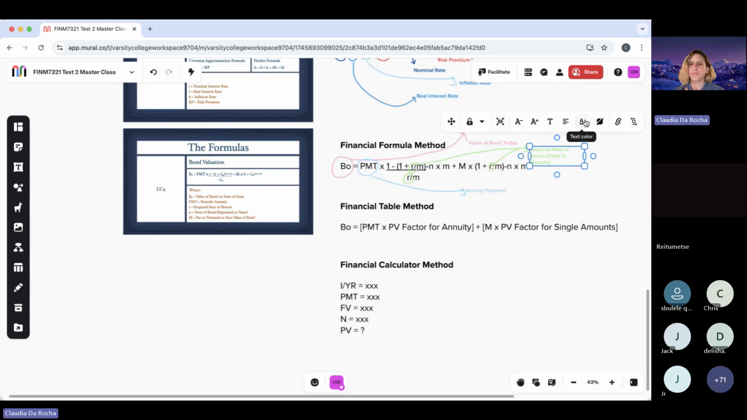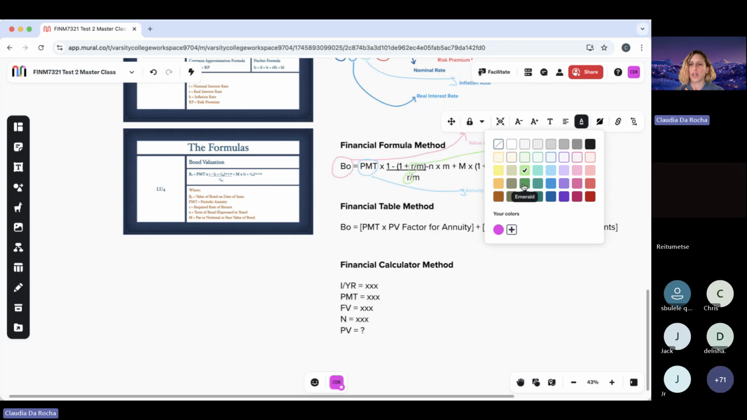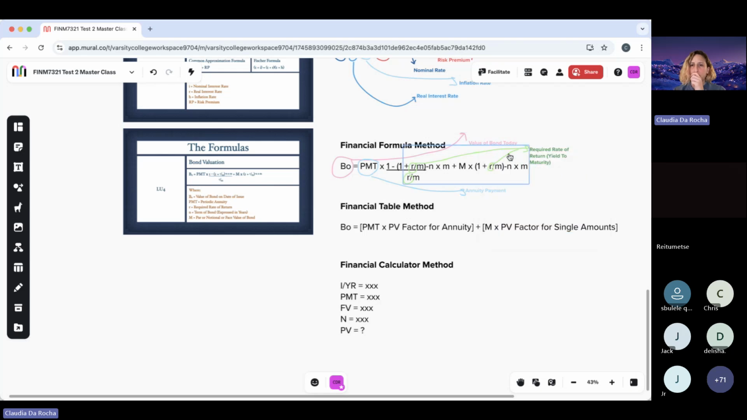This is quite light. I'm just going to make it a bit darker. Otherwise, it's just too light.